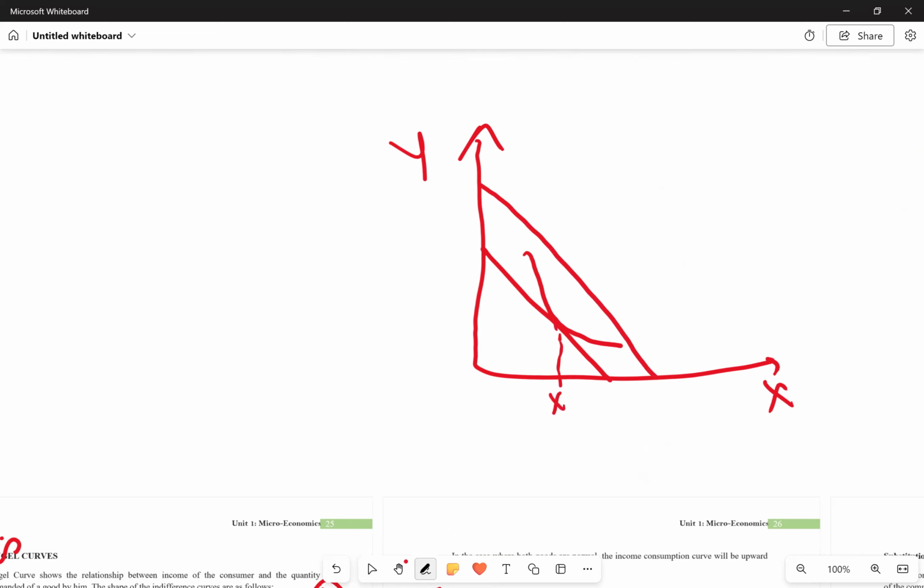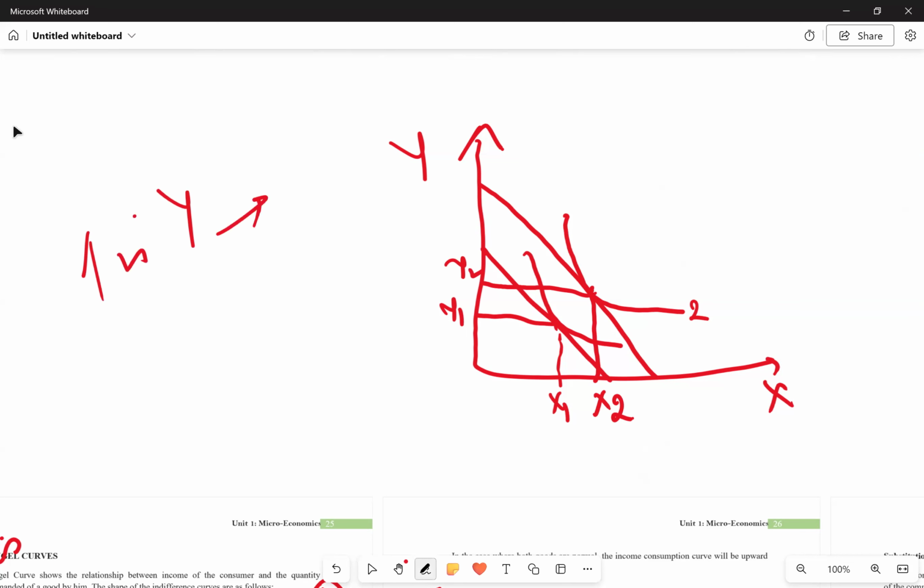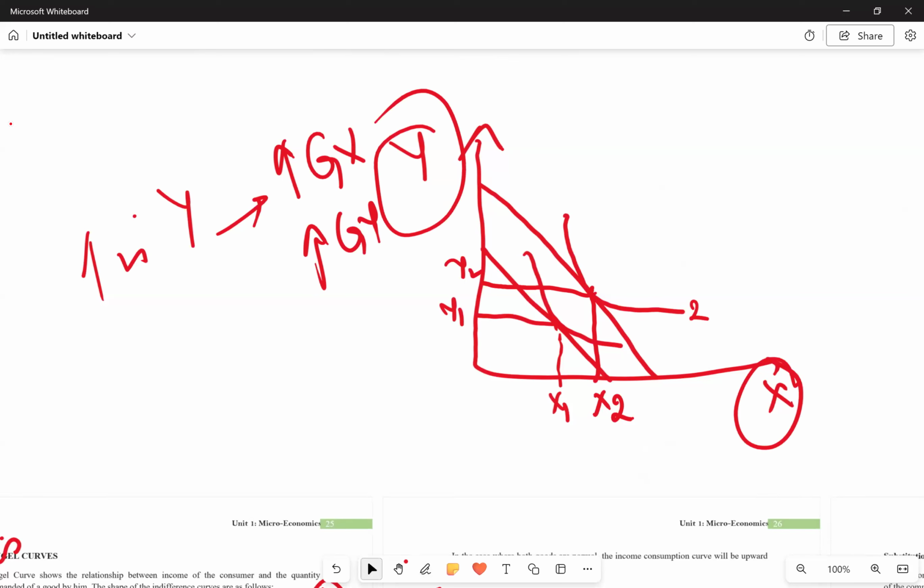This is good x which you are consuming. This is y1, the good y. Now when income increases, say you are reaching this indifference curve 2. So now X2 level of good X will be consumed, and Y2 level of good Y will be consumed. So if you see, an increase in income is leading to an increase in both good X and good Y. So we can say here that both good X and Y are normal goods. Agreed?